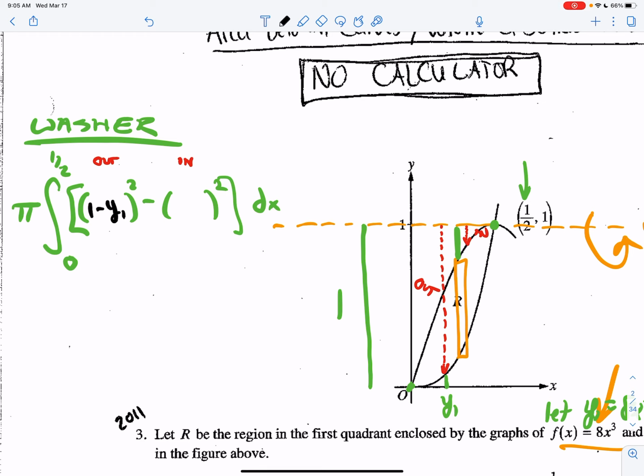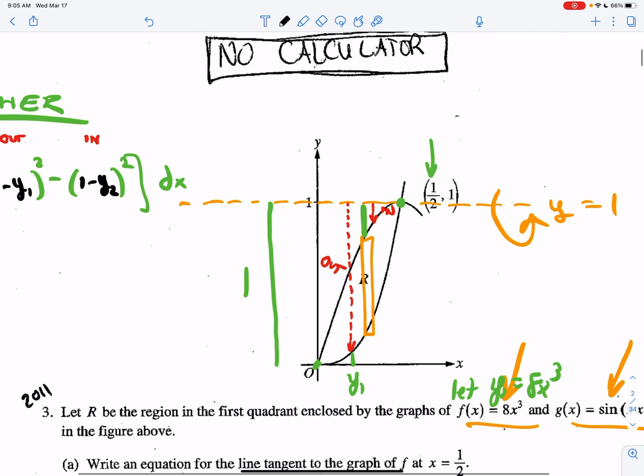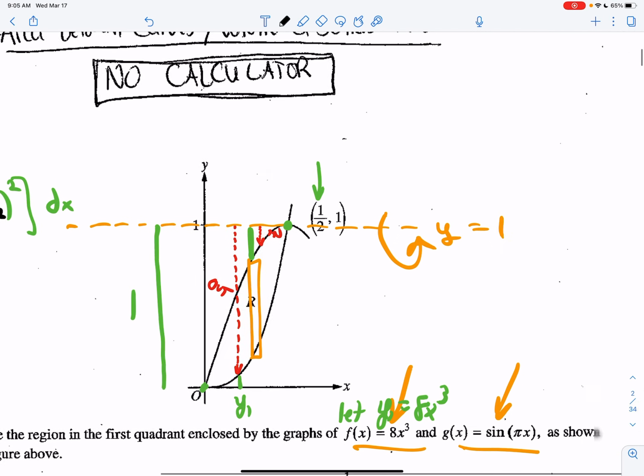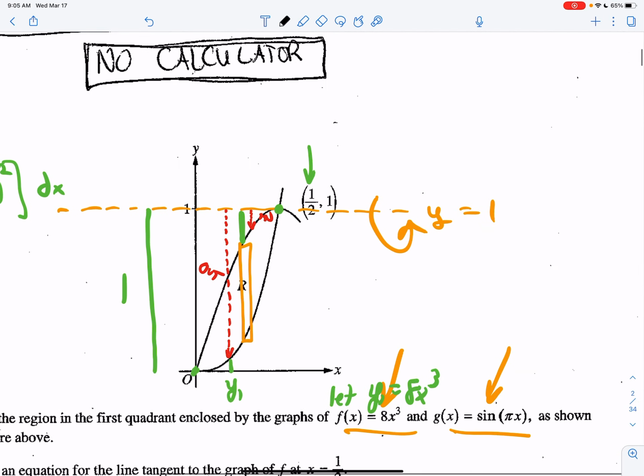Okay, so if you're confused about the setup, ask me questions, okay? You could definitely write 8x cubed and sine pi x if you wanted to instead. But again, if you declare it, you could always use the shorter version. So there we go. I declared that y1 and y2 are those. And there you have it. I set it up and I'm all done because it doesn't ask me to evaluate.